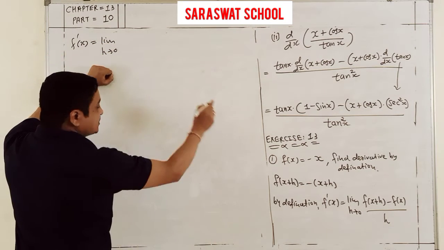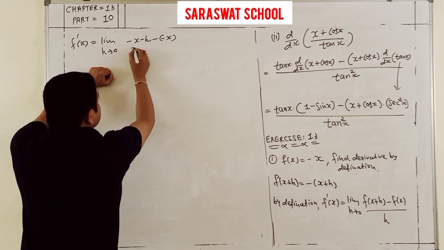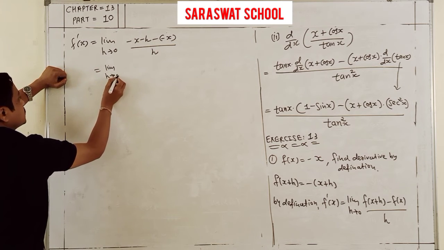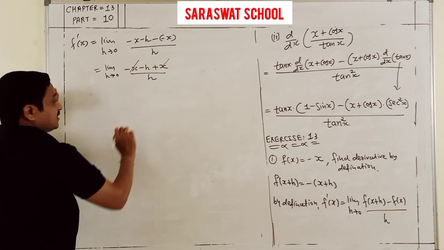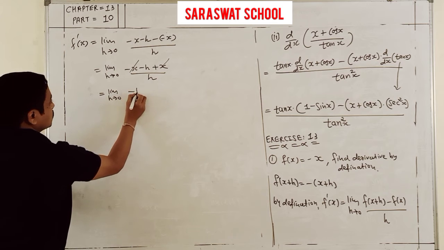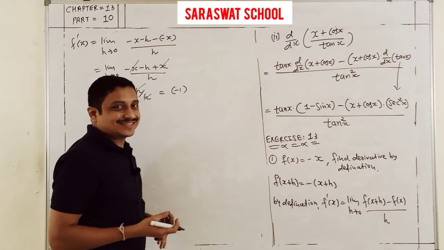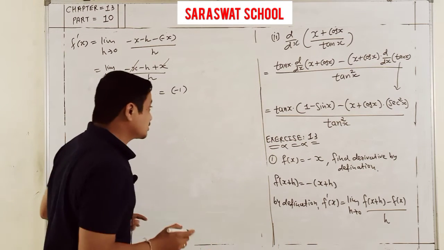What is f of x plus h? Minus x minus h, and here minus of minus x. So your answer is limit h tends to 0, it is plus x by h. Cutting only, you have limit h tends to 0, h cancels, and your answer is simply minus 1. Now second, same as there are 4 questions.